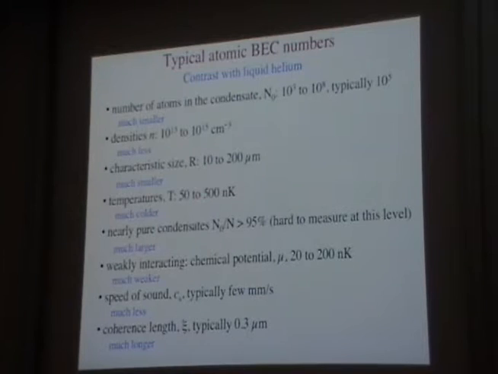And because it's a bulk material, a gas, you can determine what the speed of sound in the system is, and that's on the order of a few millimeters per second, which is typically much less than a liquid like liquid helium, which is meters per second. And then this coherence length that we measure, which determines how rapidly you can bend the wave function, is typically on the order of some fraction of a micron in a Bose-Einstein condensate. But that's much longer than helium. Helium is on the order of an angstrom scale.